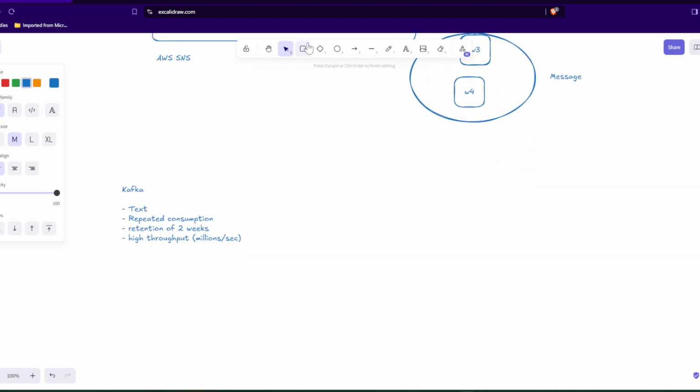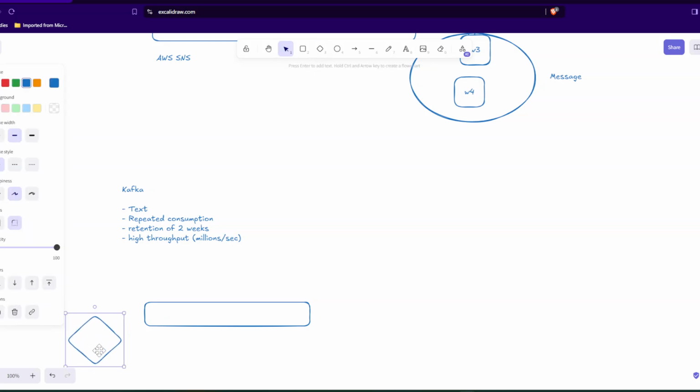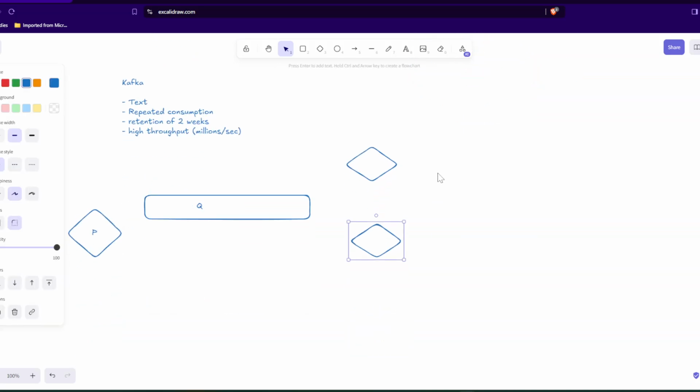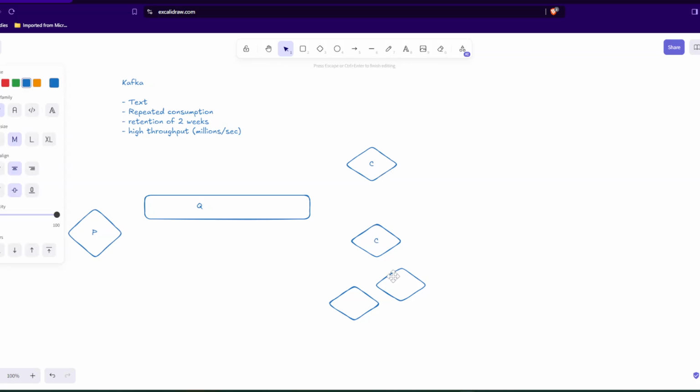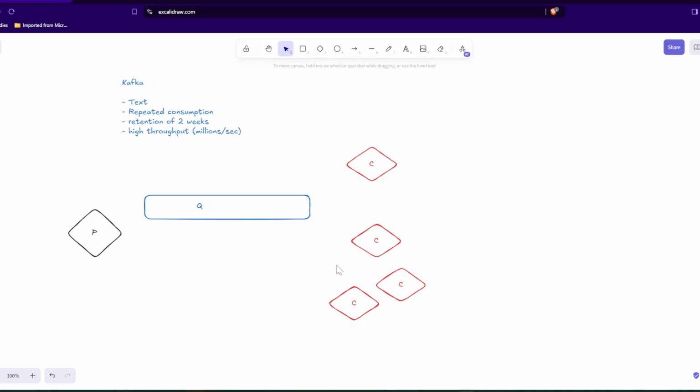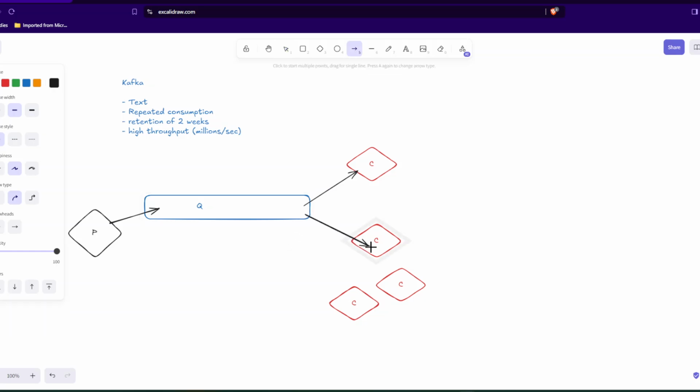Now let's start with a very high level view. Before this queue, there will be a producer, so suppose I write it as a P. This is our queue, and what we want is to have one, two, three, four, all these different consumers. The black one is a producer and these are consumers. At a very high level, data will go from the producer to the queue, and from the queue the data will go to the consumers.